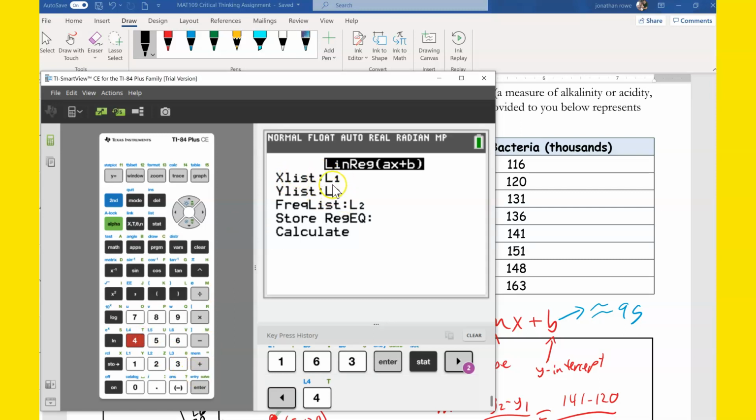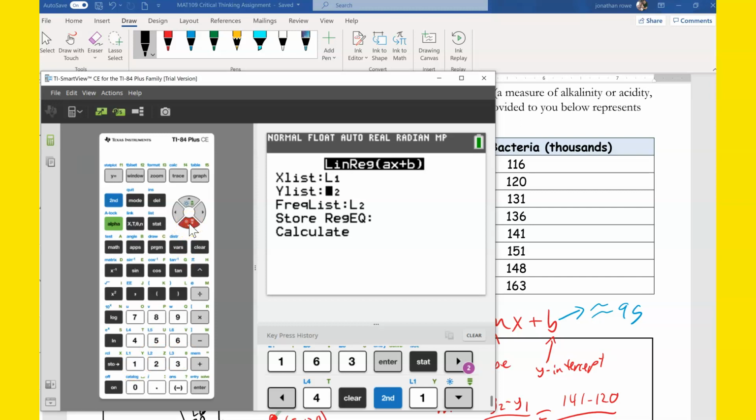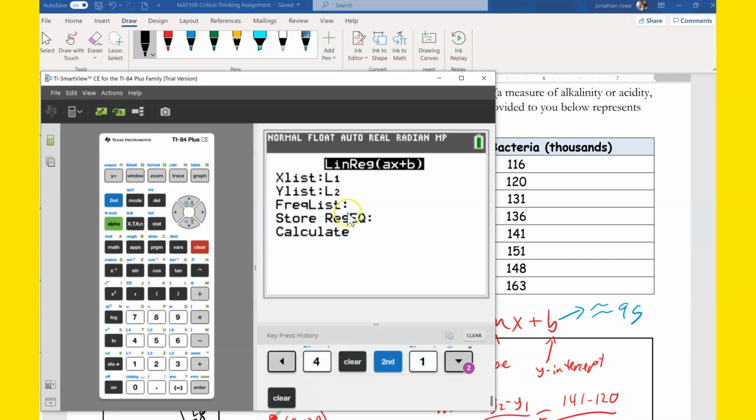I want the Y list to be L2. Let's say you didn't have L1 right there, how could you get L1 to be there? Here are L1, L2, L3, L4, L5, L6 right above your buttons. If I want L1 to be right there, I hit second and then that button there, and that'll put it there. So I want L1 for the X list, L2 for the Y list. I don't think we want a frequency list, so just clear that out. There shouldn't be anything there.